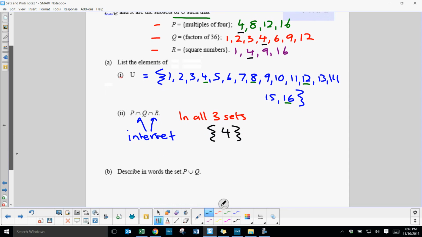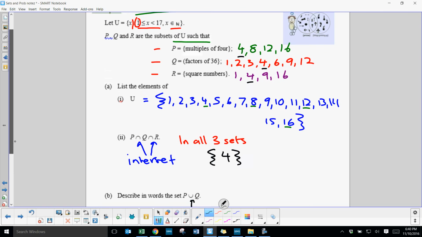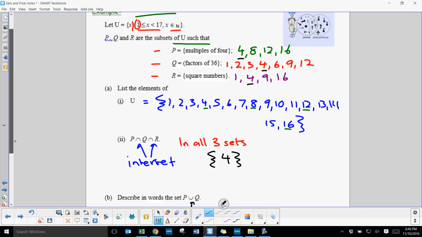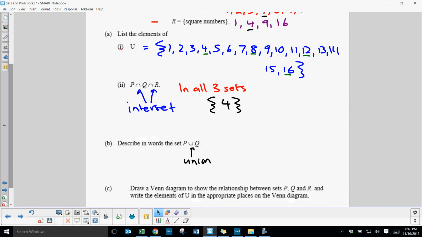Describe in words the set P union Q. So just have a look up above. P, multiples of 4, Q, factors of 36. And remembering from one of the earlier pages that I just said in this lesson, if it's the union, we say the word or. So we could say it's multiples of 4 or factors of 36. So anything within those 2 circles.